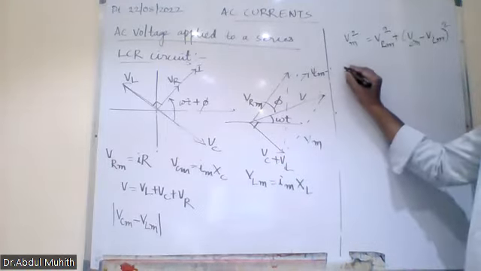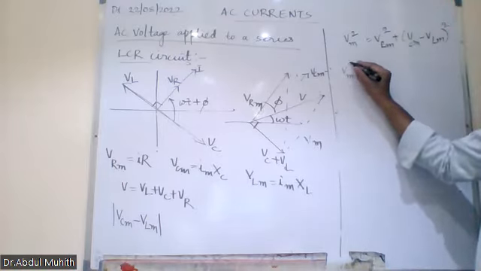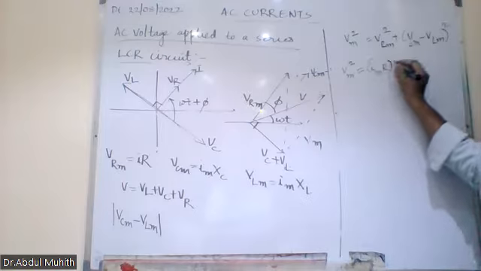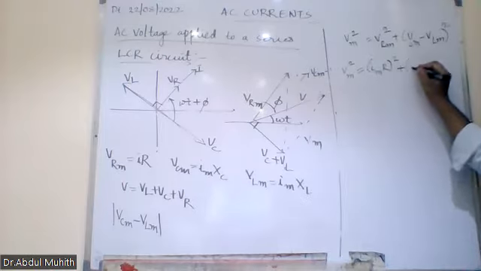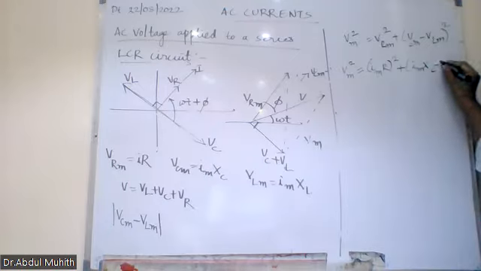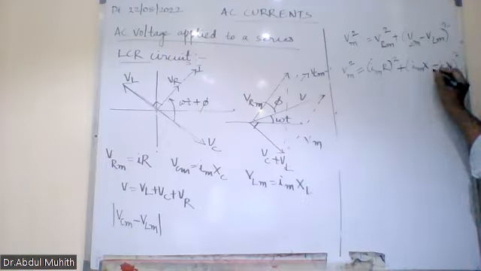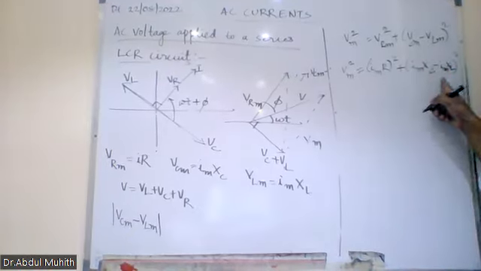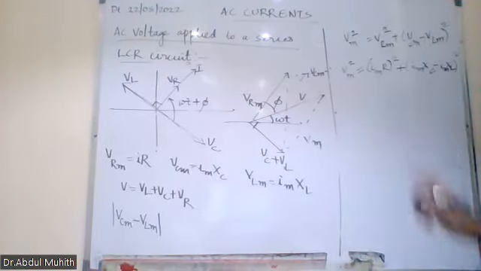What is VM? VM square is equal to IM into R whole square plus IM into XC minus IM into XL whole square. Here VCM is IM into XC and VLM is IM into XL. We are using the Pythagoras theorem.